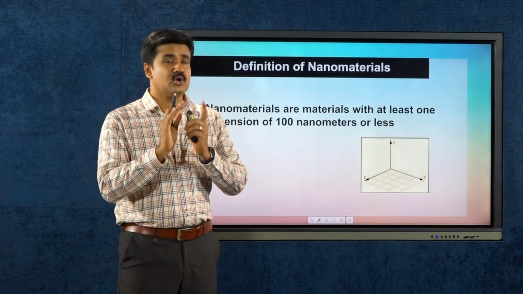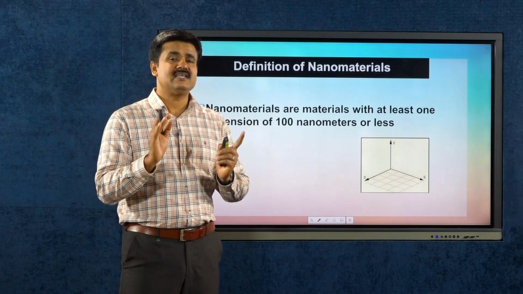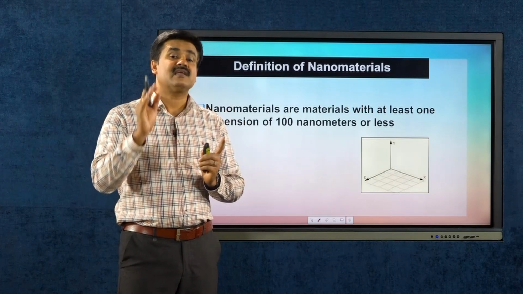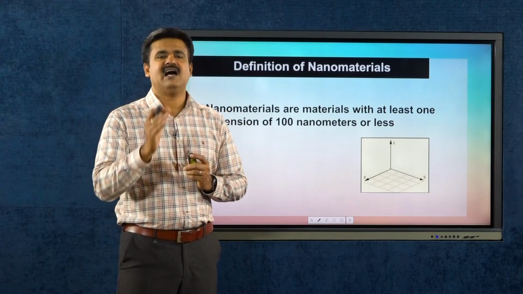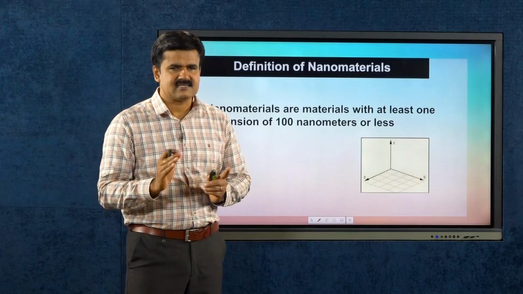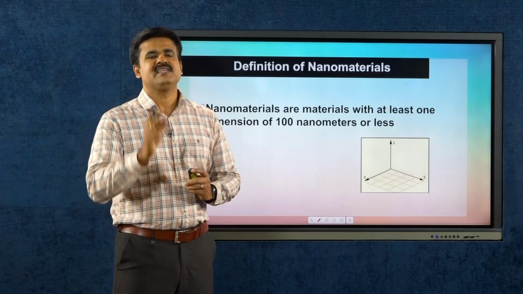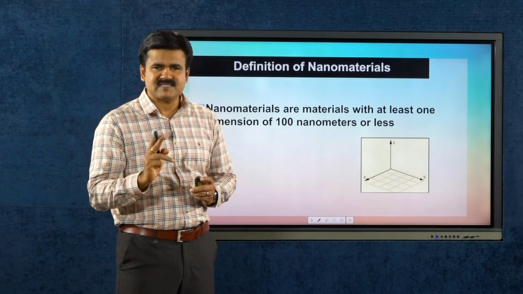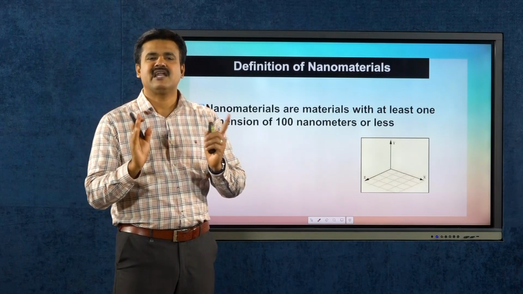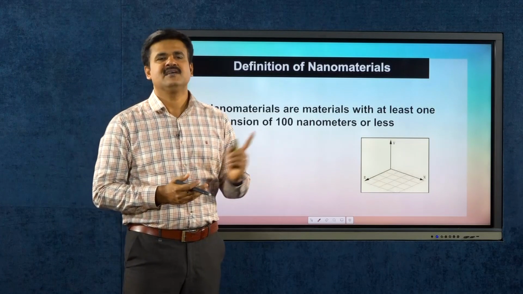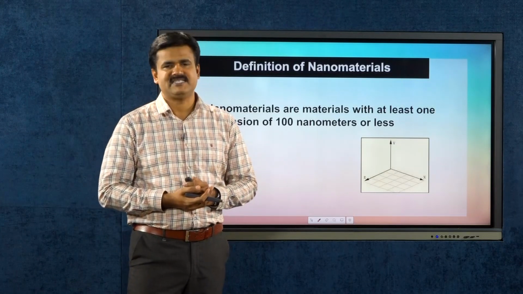So, it is not necessary for a material to be 100 nanometer in all dimensions. The definition says that for a material to be considered a nanomaterial, at least one dimension must be in the range of 100 nanometer or less. This is the definition of a nanomaterial.